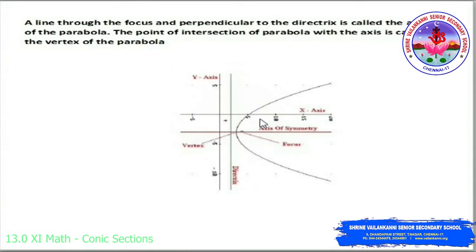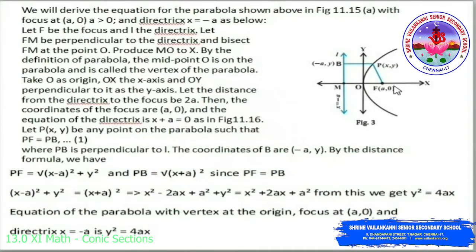A line through the focus and perpendicular to the directrix is called the axis of the parabola. The point of intersection of a parabola with the axis is called the vertex of the parabola. We will derive the equation of the parabola.